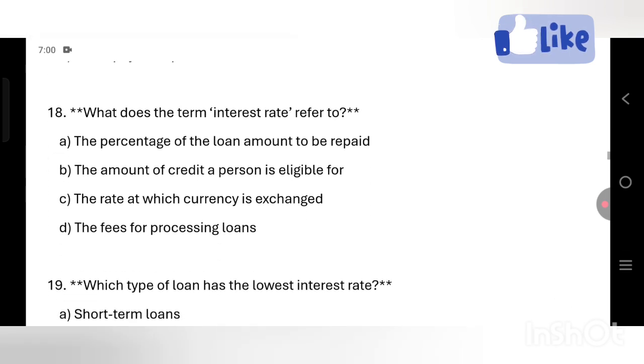Question number 18. What does the term interest rate refer to? Questions like these you might get. Option A, the percentage of the loan amount to be repaid. Option B, the amount of credit a person is eligible for. Option C, the rate at which currency is exchanged. Option D, the fees for processing loans. The correct answer is A, the percentage of loan amount to be repaid.